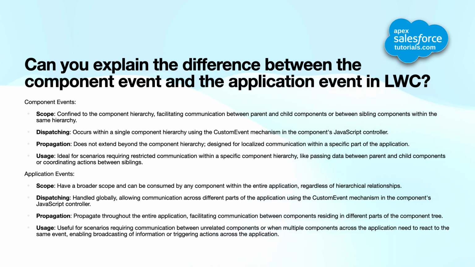Second is dispatching. Component event occurs within a single component hierarchy using the custom event mechanism in the component's JavaScript controller, whereas application events are handled globally, allowing communication across different parts of the application using the custom event mechanism in the component's JavaScript controller. Third is propagation. Component events do not extend beyond the component hierarchy. Designed for localized communication within a specific part of the application, whereas application events propagate throughout the entire application, facilitating communication between components residing in different parts of the component tree.